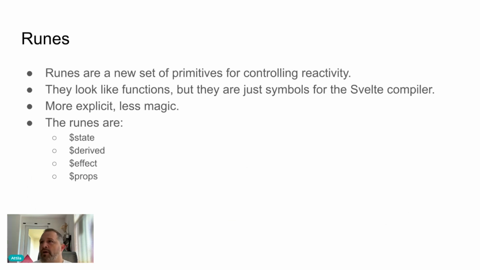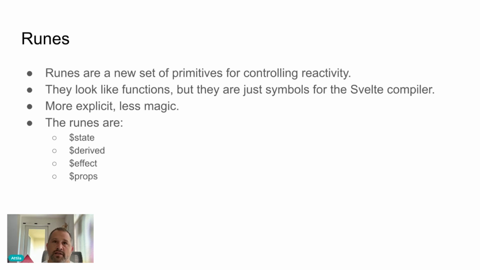So how does it work? Under the hood, it's using signals. As a Svelte developer, how do you take advantage of these signals? As part of Svelte 5, they've introduced what we're calling a new set of primitives known as runes, and it's just a grouping of this new functionality. And runes are a set of primitives for fine controlling reactivity.